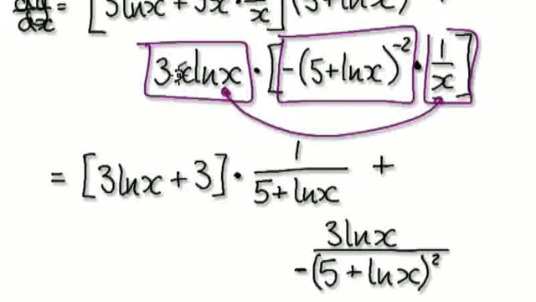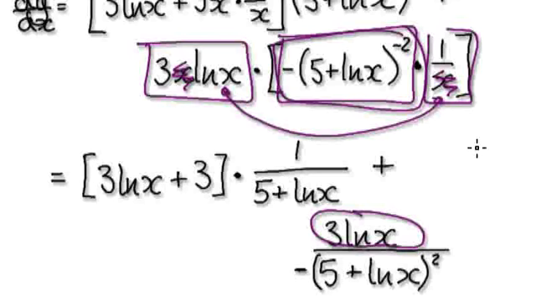So this x will go, this x will go. So it will just leave you 3 natural log of x on top, and then this bit here. Visualize this bit here as 1 over bubble here squared. And because you've got a minus here, let's just stick a minus in there.